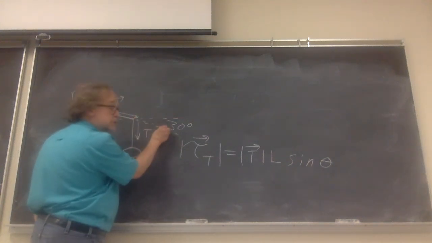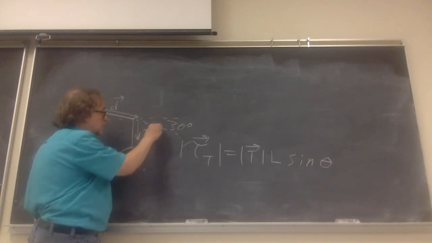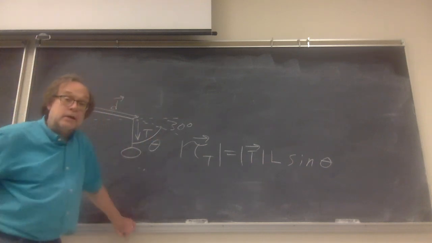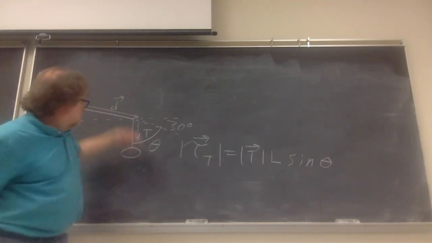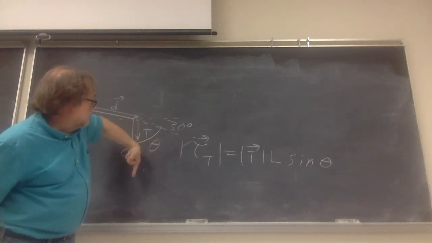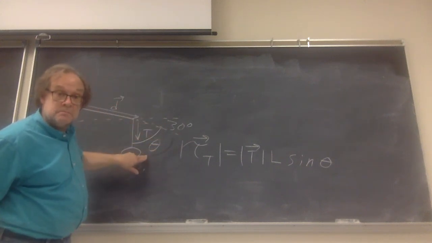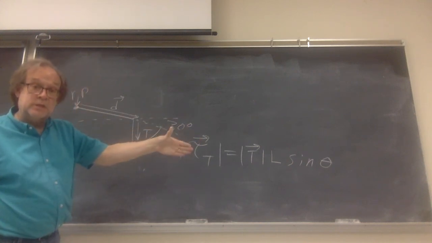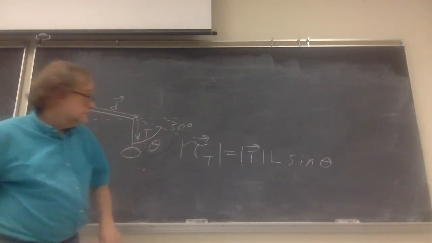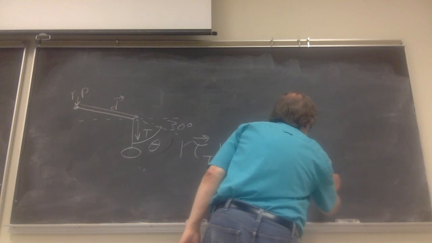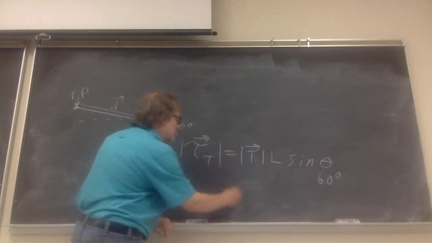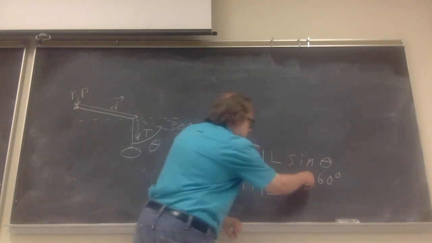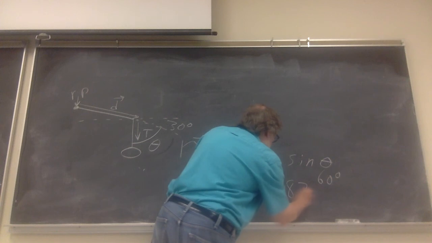Well, the displacement direction is this way. The force is straight down. So that is the angle between the displacement direction and the force direction. That's 60 degrees. To get the correct torque, the angle there must be 60 degrees, not 30. So in this case, the magnitude of the torque would just be strength of the tension, length of the stick, times sine of 60. You saw that a few minutes ago, 0.87.